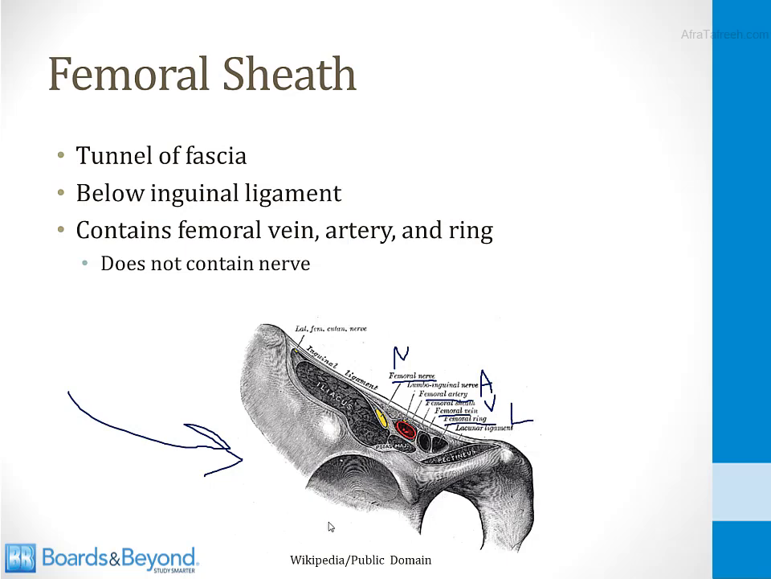Another thing we would notice if we looked at the femoral structures in cross-section like this is that three of them sit inside of a sheath of tissue called the femoral sheath. The femoral artery, vein, and the ring are all inside of the femoral sheath.